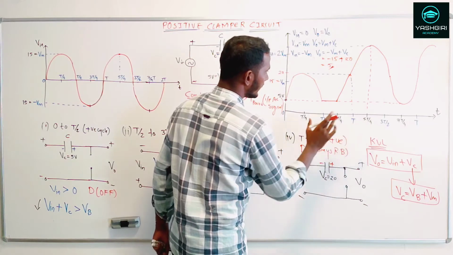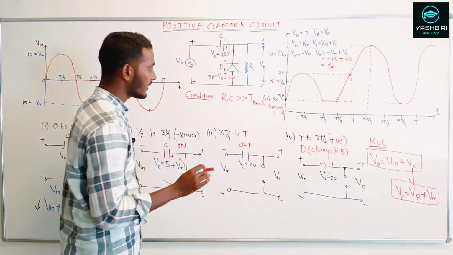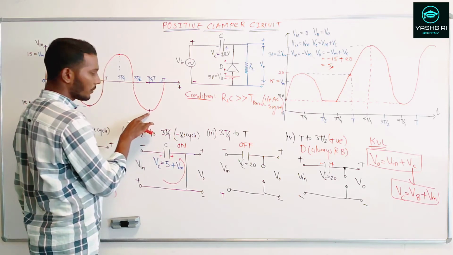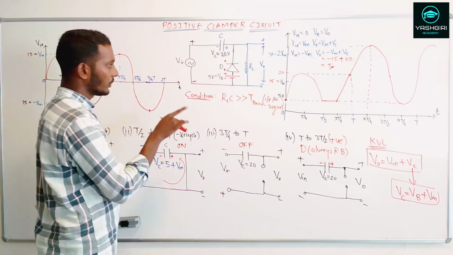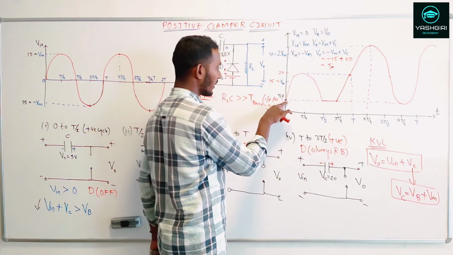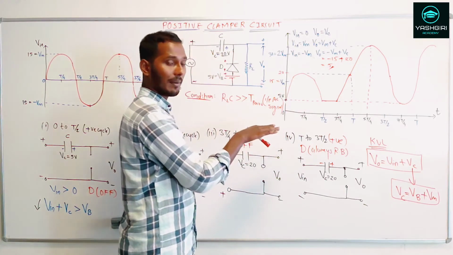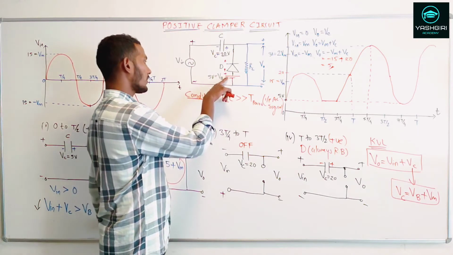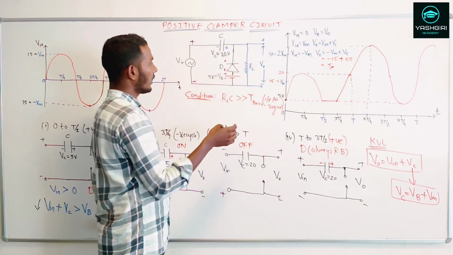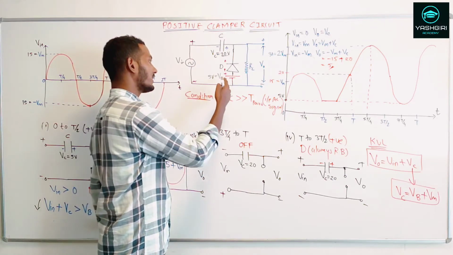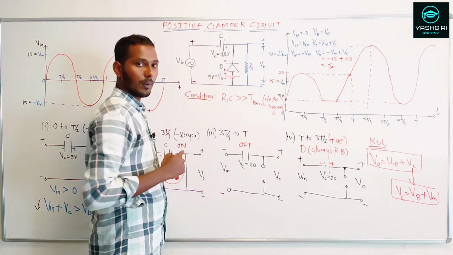If you see this output waveform, what I can say is that we have managed to clamp the negative peak of this input signal to the biasing voltage of 5 volts. So that's all from this positive clamper circuit with the positive biasing voltage. Now let's see what happens when we do the negative biasing for this positive clamper circuit.